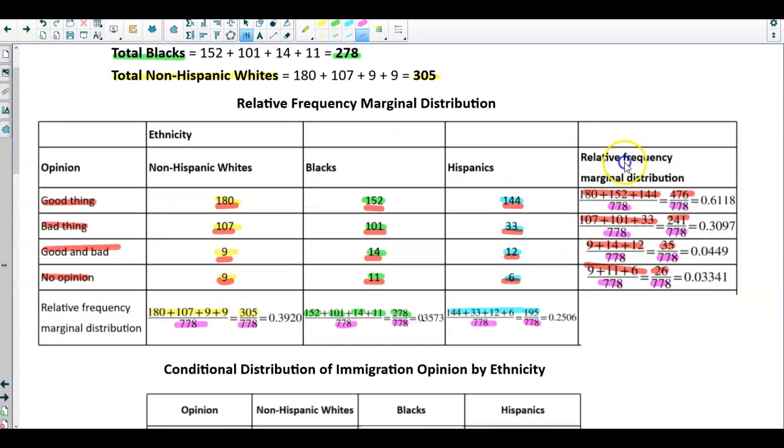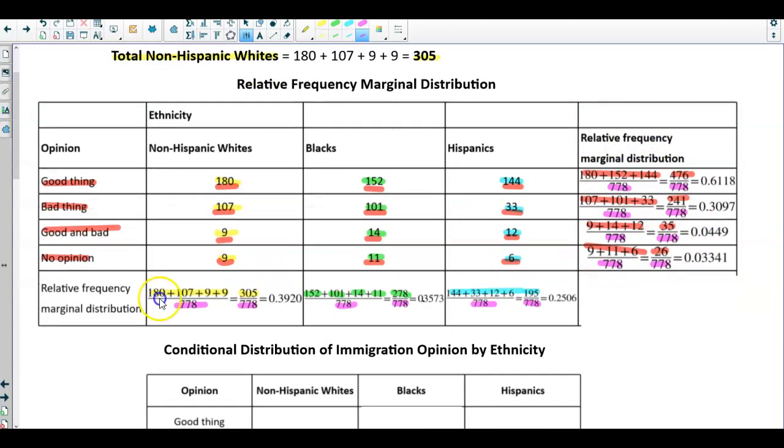Now, whenever we're dealing with a relative frequency marginal distribution, when we add up the values in this column, we get a value rounding to 1.